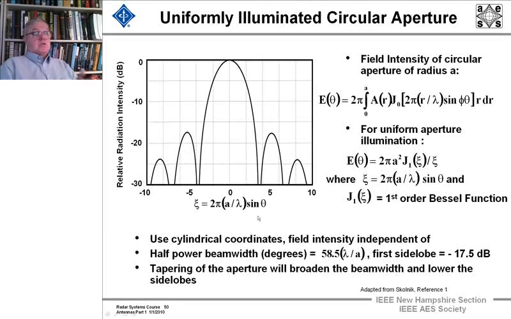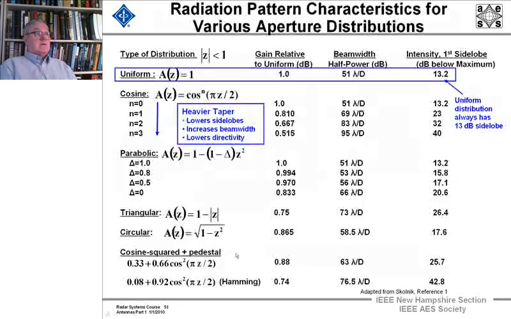I'm going through these because I'm going to show you a table later. We had a circular antenna, not a square antenna. You'd have a circular aperture, and if we put a uniform illumination on it, you get one thing. And here we get this for the circular illumination, where this J sub 1 is a first order Bessel function. These are easily calculable things. Tapering the aperture will broaden the beam width and lower the side lobes again.